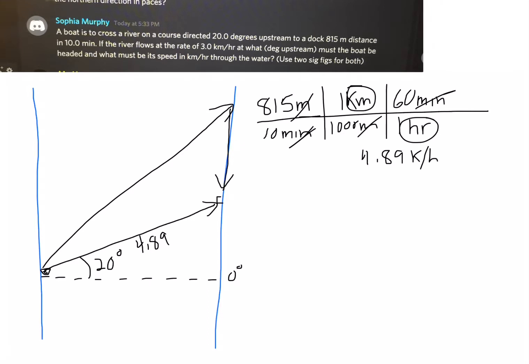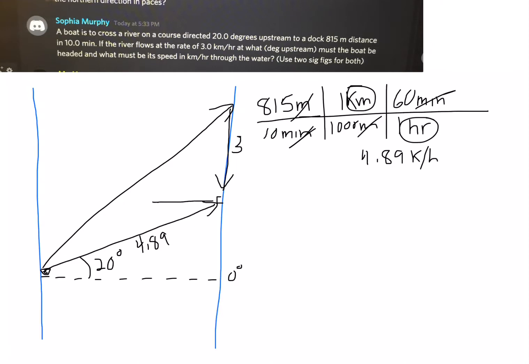I didn't draw it really to scale, probably too much. The river is 3 kilometers per hour. I won't worry about sig figs right now. So I have a side right here, 4.89, and I have a side here, 3. It would be really nice if I had the angle in here, because if I did, I could use side-angle and the law of cosines to figure out this velocity over here. It's not too hard to find that angle.